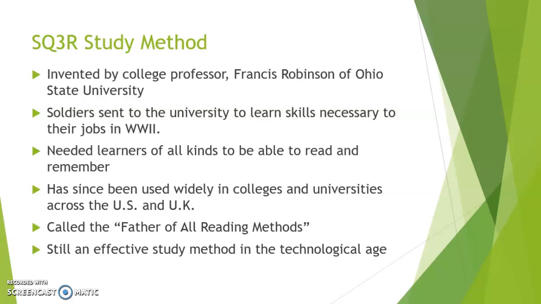And he found that he was teaching all different kinds of learners, people who are really strong at reading, but also people who maybe even dropped out of high school or had limited reading abilities. And so he really had to think of a way to read textbooks that would work for everyone. And he came up with this method, which he called SQ3R.